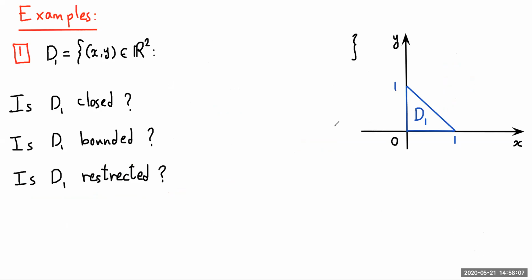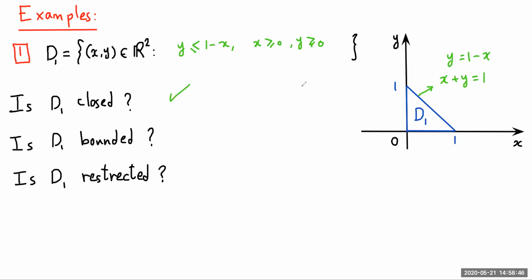Examples. Example number 1. The region D1 is inside the triangle, and all the boundary points around the triangle are included in D1. So I can write the triangle D1 as follows. The equation of this line is x plus y equals 1, or y equals 1 minus x. So inside the triangle, y is less than or equal to 1 minus x, and x is positive or 0, and y is also positive or 0.